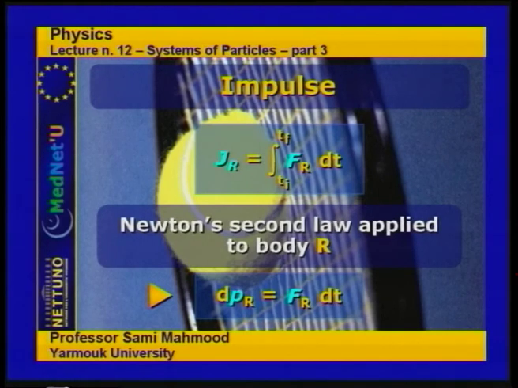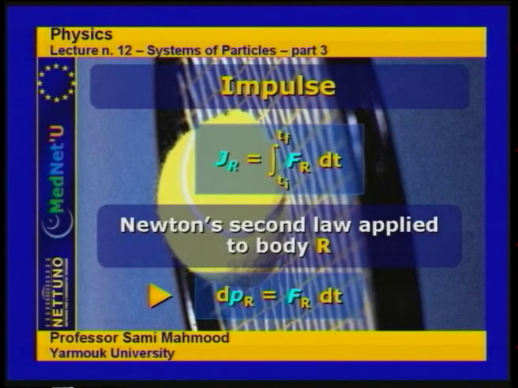And if we apply that second law in its most general form, we obtain the result dP of object R is equal to F, the force acting on object R, times dt, because the definition, as we noticed, for the force acting on the object is simply the rate of change of its momentum.